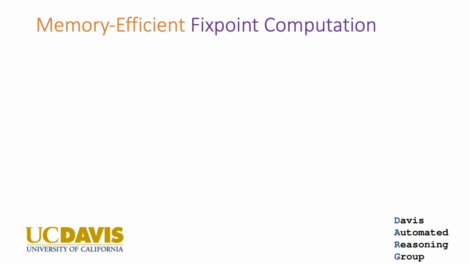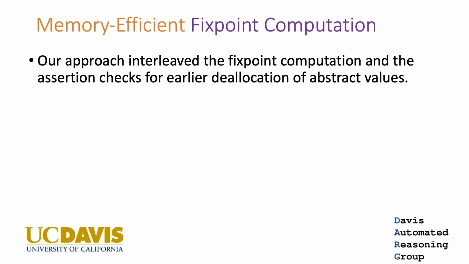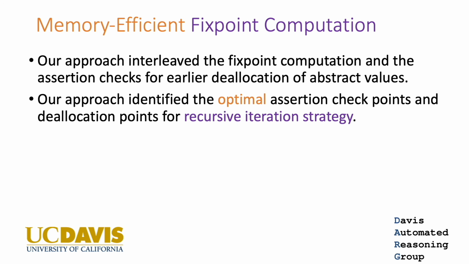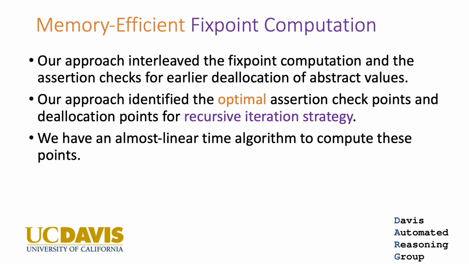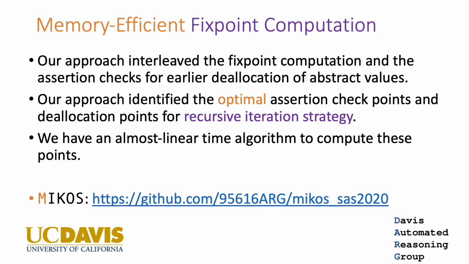To summarize, our approach interleaved the fixed-point computation and the assertion checks for earlier deallocation of abstract values. Our approach identified the optimal assertion check points and deallocation points for the recursive iteration strategy. We have an almost linear time algorithm to compute these points. Our code is available on GitHub.